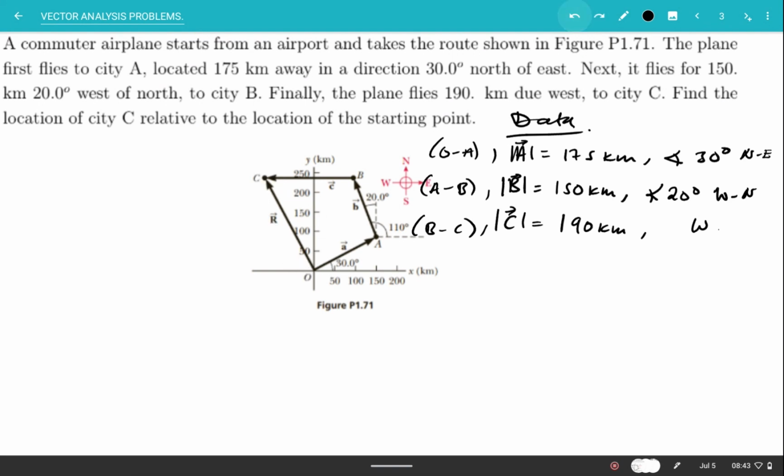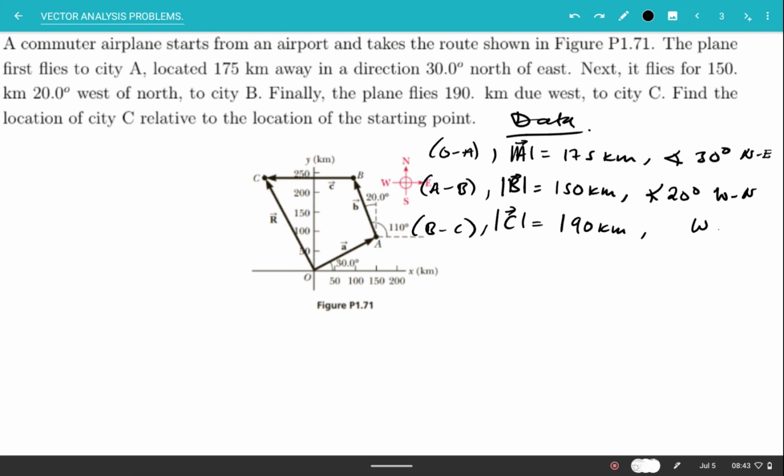Now, for you to know the location of city C from the initial point, in simple terms, you're looking for the resultant. Because to move from O going to C, you're supposed to go from O to A, then from A to B, then from B, you finally go to C. And you will have O to C. So in short, you're looking for the resultant vector. The easiest way we can solve this is by using the Cartesian method. So we're going to resolve these forces into their x and y components.